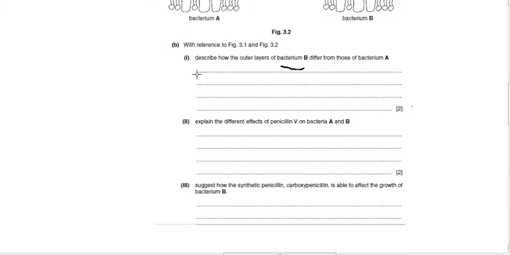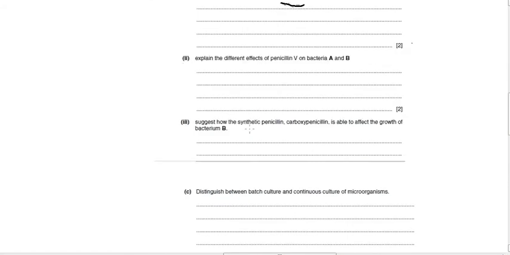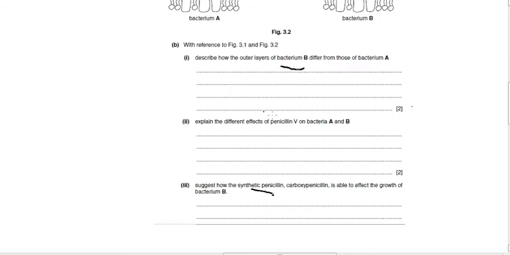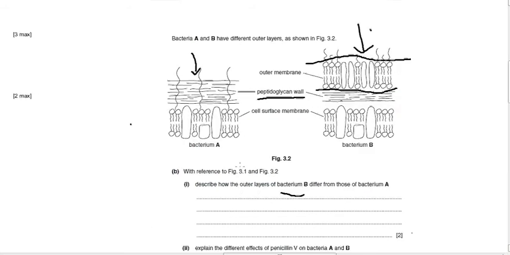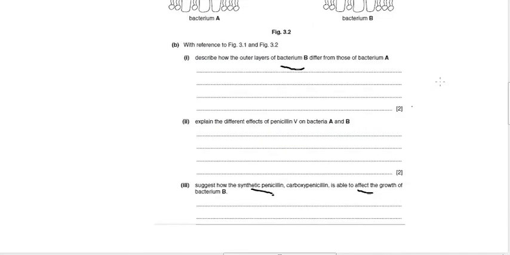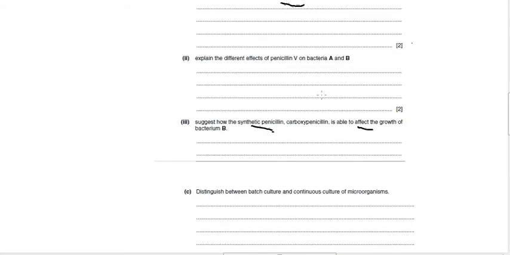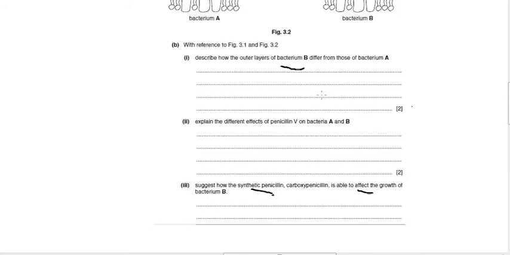Then the next part is this one. Describe how the synthetic penicillin, carboxypenicillin, is able to affect the growth of bacterium B. How is the penicillin able to affect the growth of bacterium B? We have to think here. Now there is an interesting thing here. It is a sort of ambiguous statement made by the marking scheme, but we will try to make it look good.